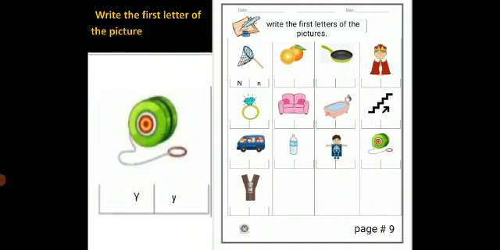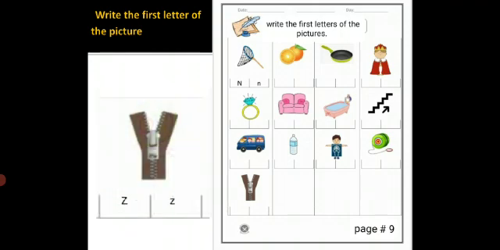Here you can see a toy, that is yo-yo. We can write Y for yo-yo. Zip. Z for zip. We have to write Z here. In that way you will complete your work.